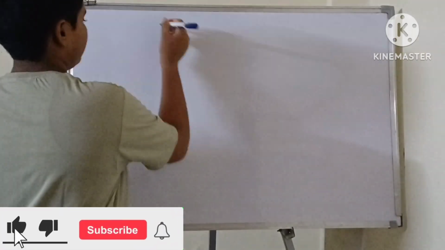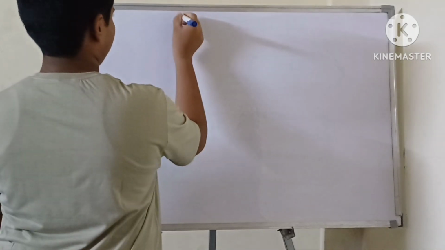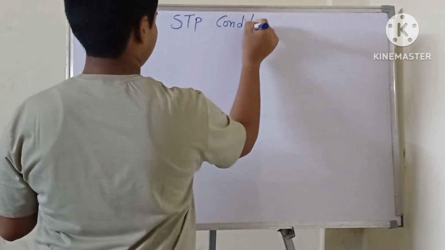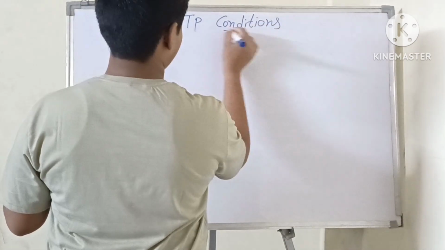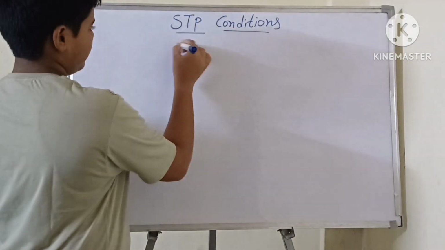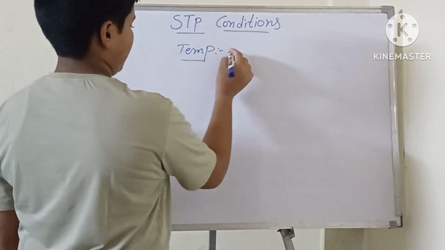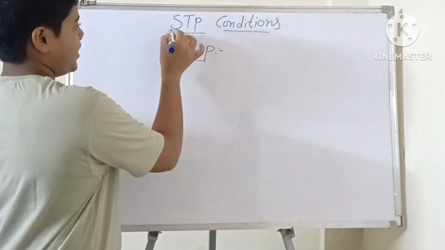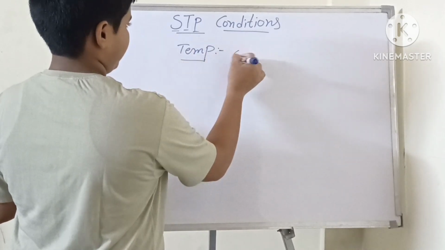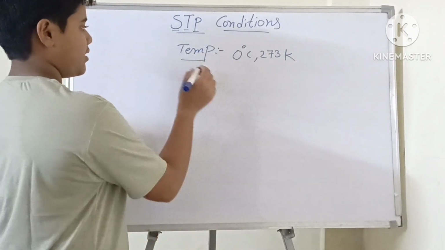And here another, see, STP conditions. STP conditions means, when we talk about temperature, we have to know about temperature at STP conditions, which means standard temperature and pressure. Here temperature is 0 degrees Celsius, 273 Kelvin. This is the STP condition of temperature.